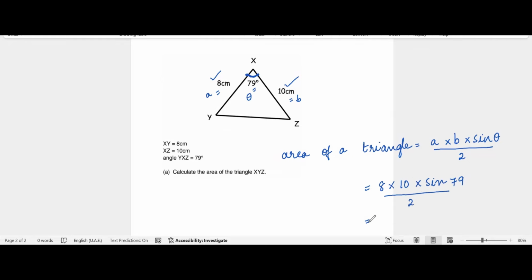Let's put the whole thing in the calculator. 8 times 10 times sine 79 divided by 2 will give us 39.265 centimeters square. We can round it off as 39.3 centimeters square because here the digit is more than 5. If it is 5 or more than 5, you can add 1. So 39.3 centimeters square will be the final answer.